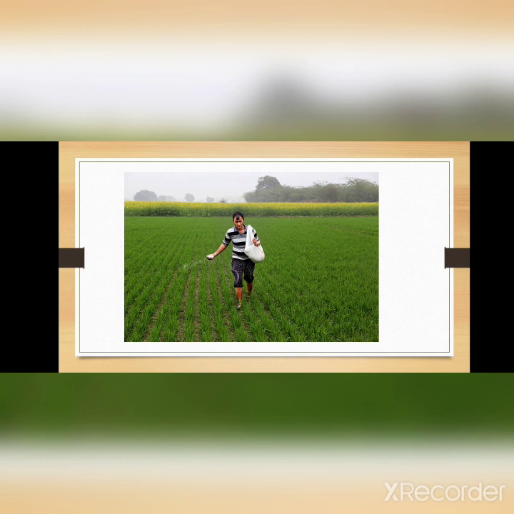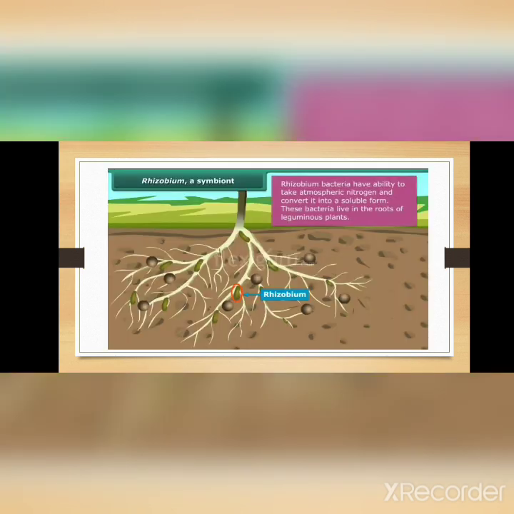Usually, crops require a lot of nitrogen to make protein. You also know that nitrogen gas is available in plenty in air, but plants cannot directly use it. They need nitrogen in a soluble form. The bacterium called rhizobium can convert atmospheric nitrogen into soluble form. But rhizobium cannot make its own food. So it lives in the roots of leguminous plants.